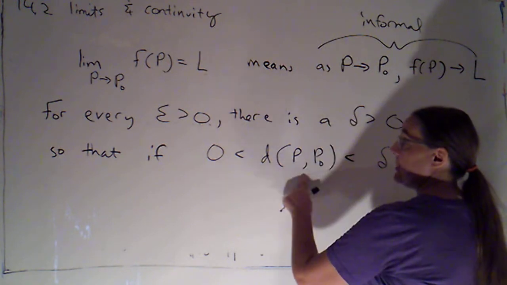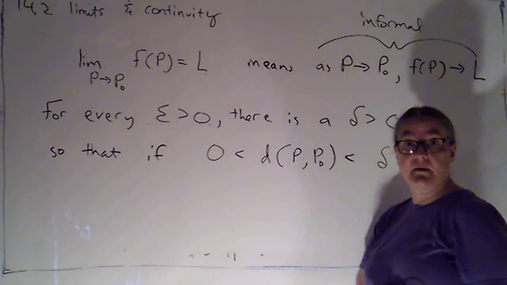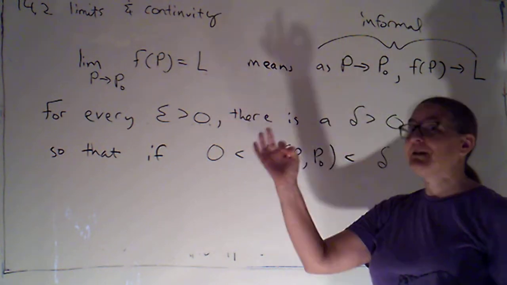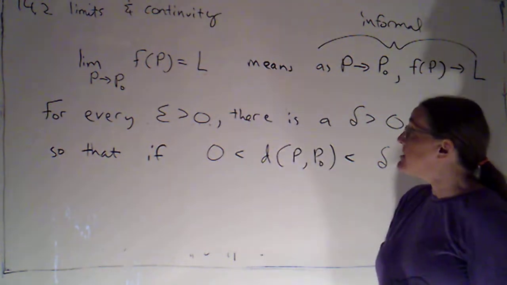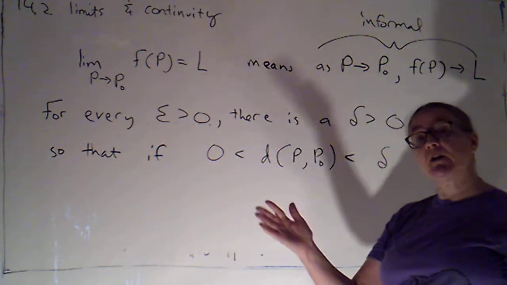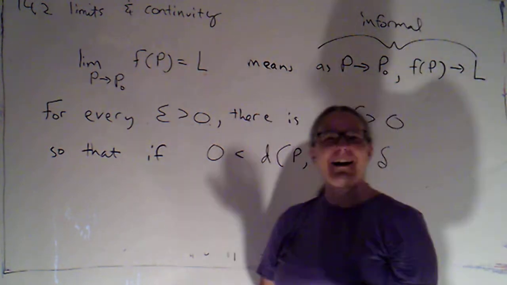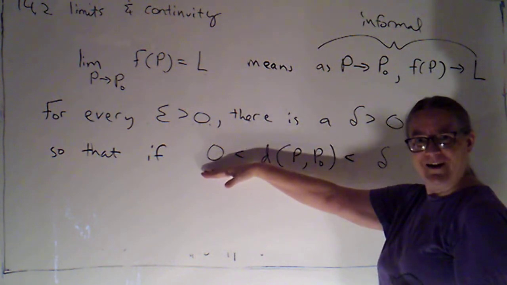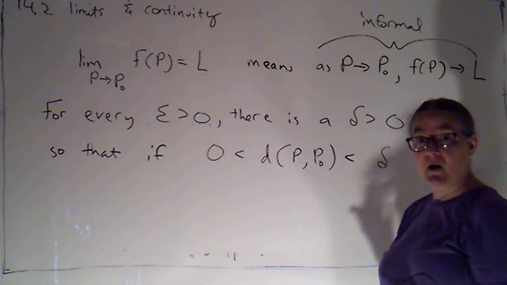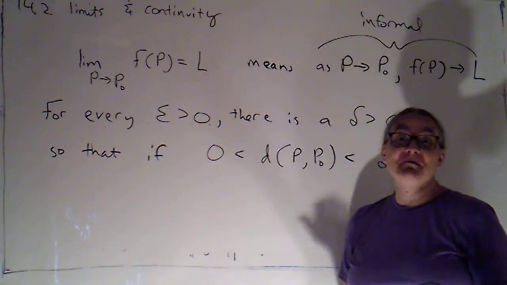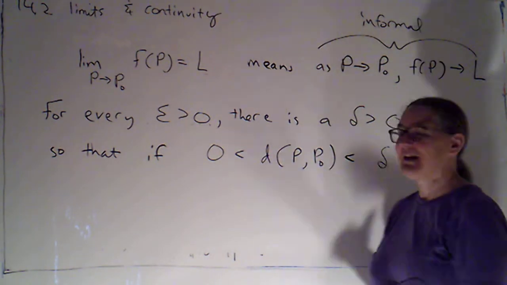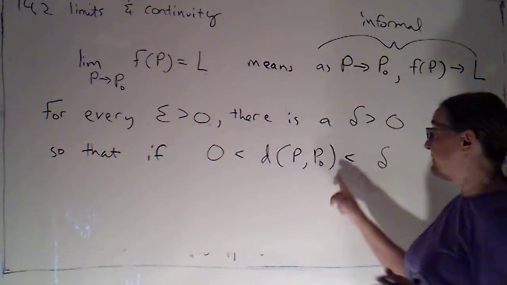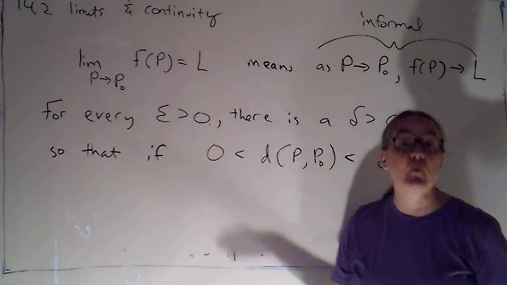This part of the inequality says that the distance between p and p naught is not 0. So that p is not the point p naught. It's a different point. That's important when we talk about limits, because we often will take the limit as we approach a point that's not in the domain of the function. And if I allowed the distance between my point and the point that I'm approaching to be 0, then I'd only be allowed to take limits as we approach points that were in the domain. Okay. So this is saying it's okay if that's not in the domain. It's also okay if that is in the domain, but the function does something weird there.